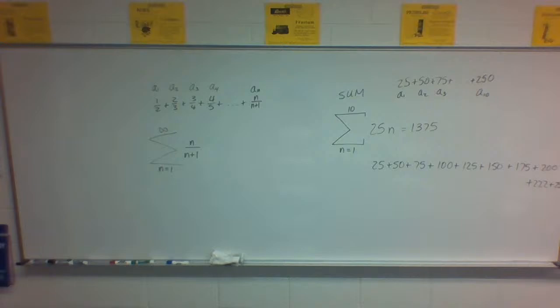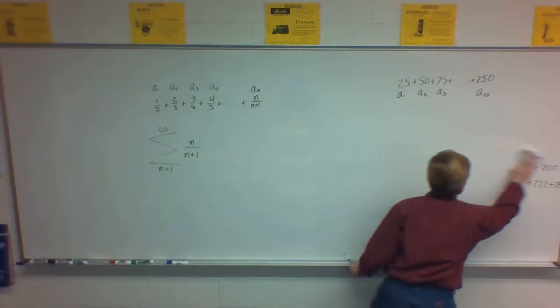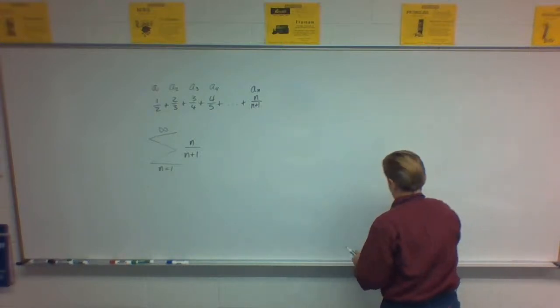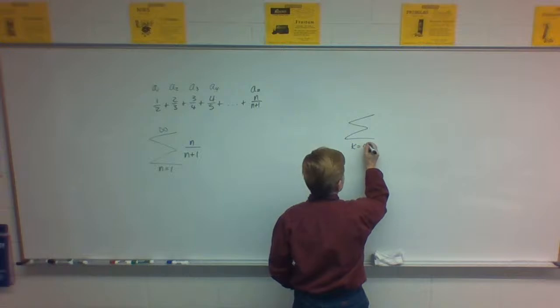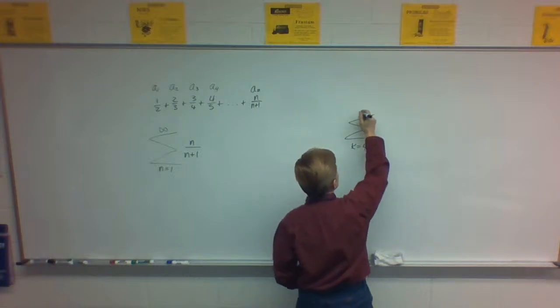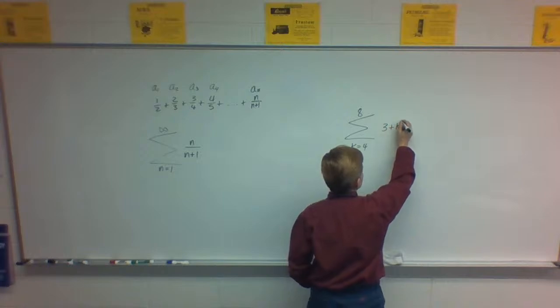Example 5 says, find the sum of the series. This time they give it to you in summation notation, so now we have to think about that. They're using k this time, it doesn't matter what variable. The sum as k equals 4 to 8 of 3 plus k squared. Notice this isn't a 1, it's okay.